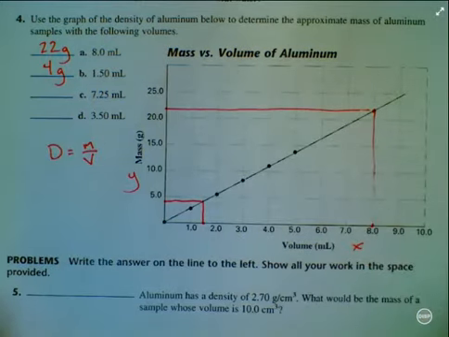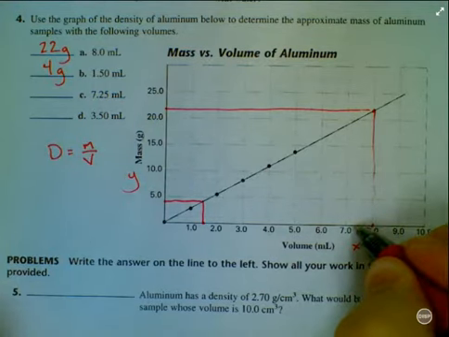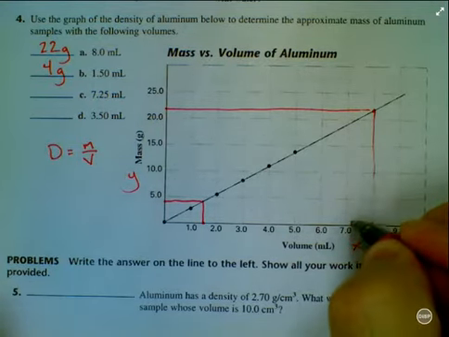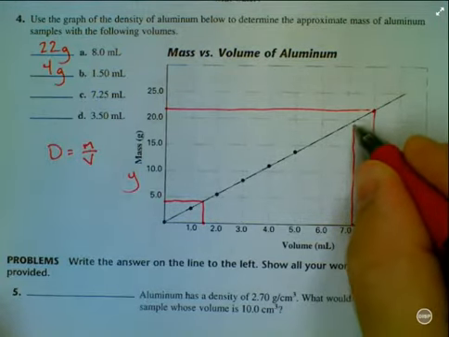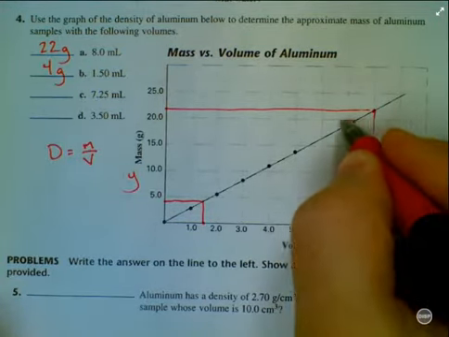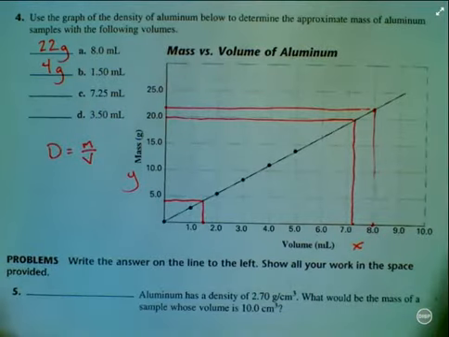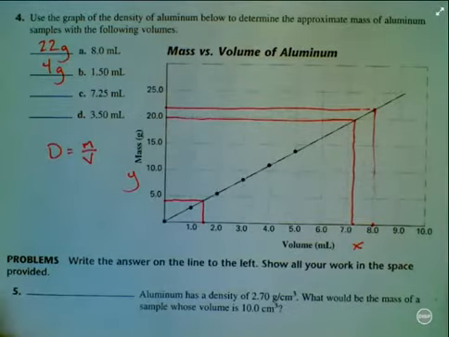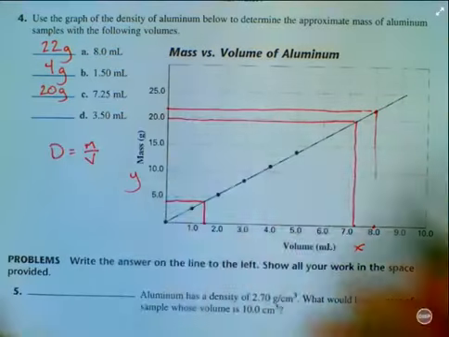So C, 7.25 milliliters. Okay, so not halfway, but about a quarter of the way. Come on, steady hands. All right, so that's pretty much right on 20. So I'll just go ahead and estimate that is 20 grams.